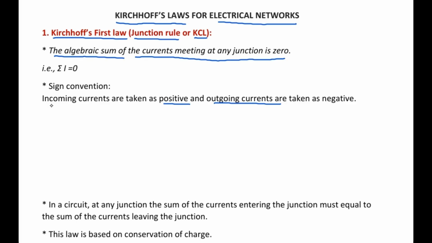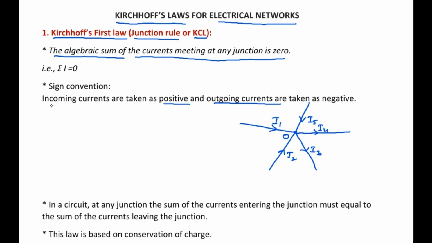You are aware of a junction, I think so. Suppose a few wires are meeting at a point. This point where all the wires are meeting is nothing but called a junction. We are naming it O. Suppose I1 current is entering the junction, I2 current is also entering the junction, I3 is coming out, I4 is coming out, and I5 is entering.